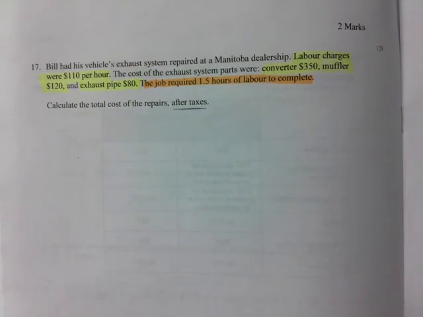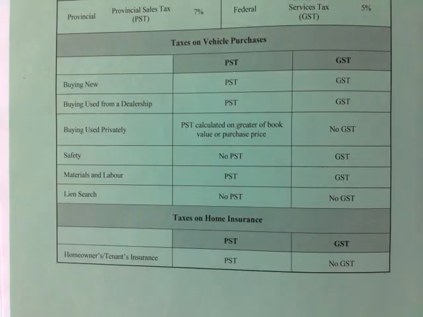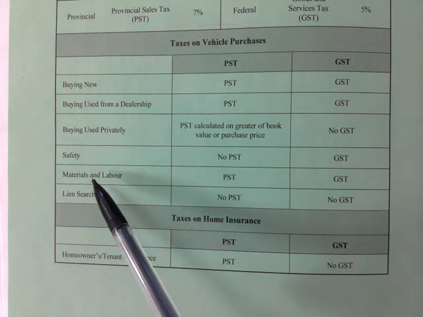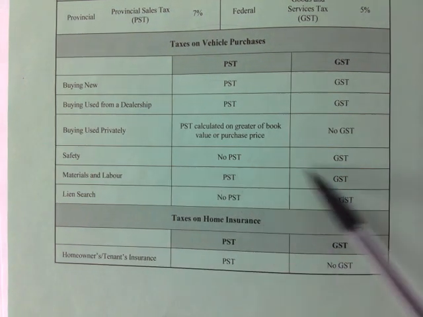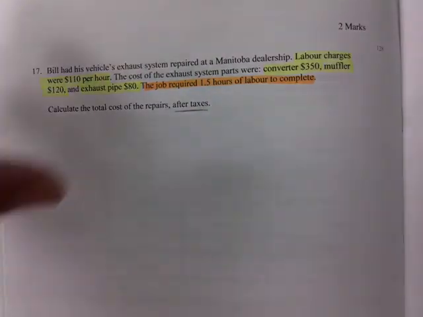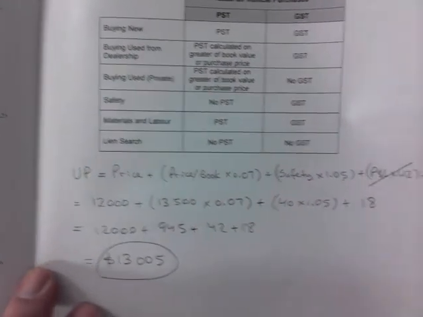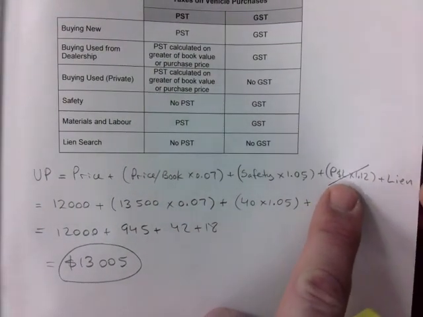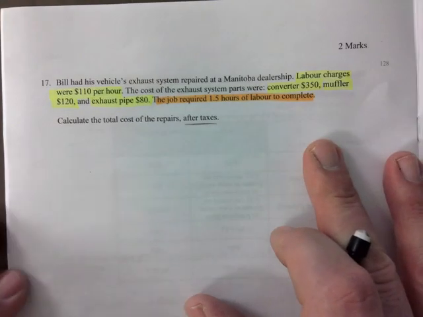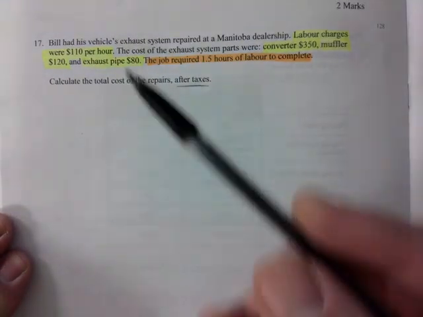It's exam day. You're going to go to your formula sheet and see, can I find something right here? Materials and labor, PST and GST. Hint number 1. Hint number 2. Remember that formula I gave you for the use private? Remember, parts and labor has a bracket, which is 1.12. Another hint, right? So try to find hints if you're stuck.